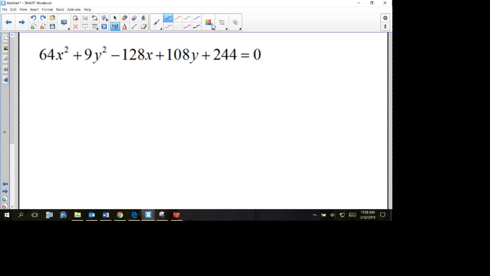So what we're going to do is we need to complete the square, but to complete the square I need to kick out that 244, put it on the other side, rearrange the terms so all the x's are together, y's are together.